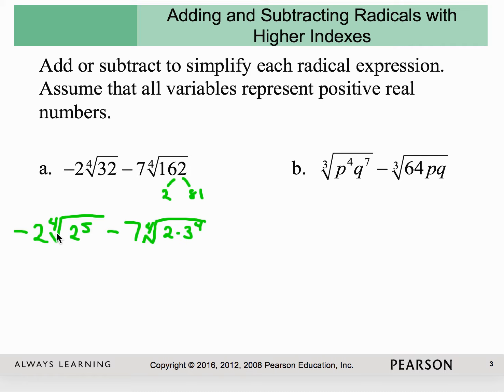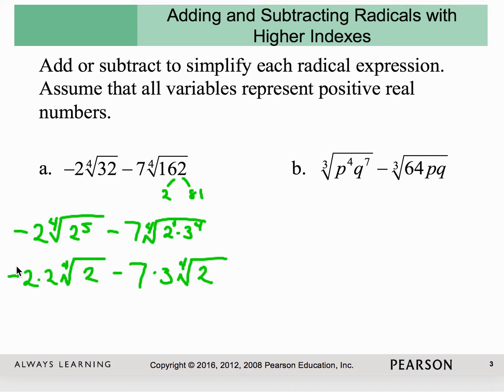Okay, so 4 goes into 5. This -2 is just out here. 4 goes into 5 one time, meaning I can bring a 2 out, but there's 1 left inside. This won't simplify because it's just to the first power. But 4 goes into 4 one time, so I can bring a 3 out. And it goes evenly, so there's nothing left inside except for that 2.